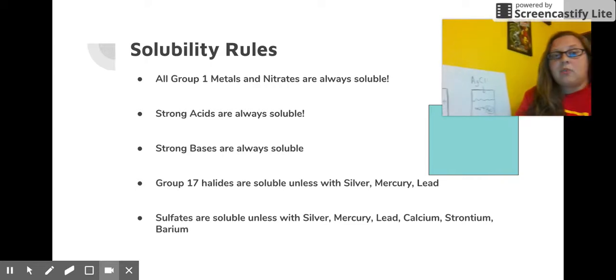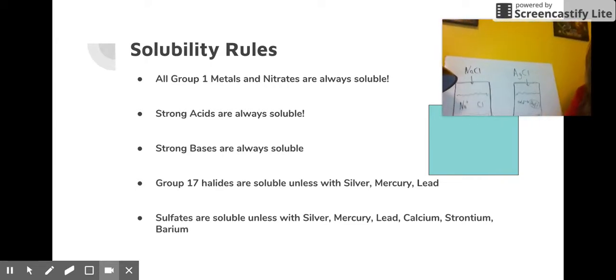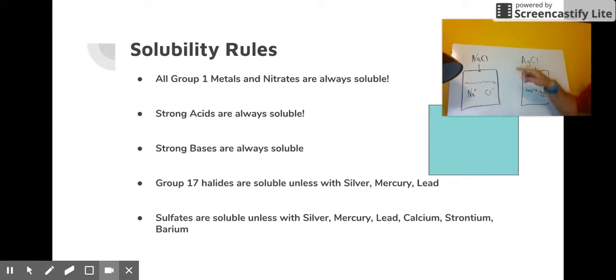Here's a picture to show you what it looks like. So what I have here is NaCl. When I stick NaCl into water, this is supposed to be a little beaker of water here, you will see that it goes into its Na+ and the Cl- ions. It actually separates into those separate ions. This means that this ionic compound is classified as soluble.